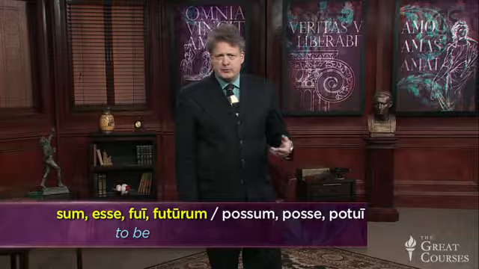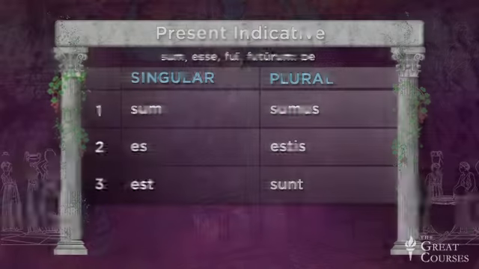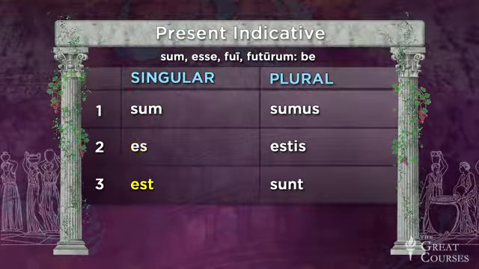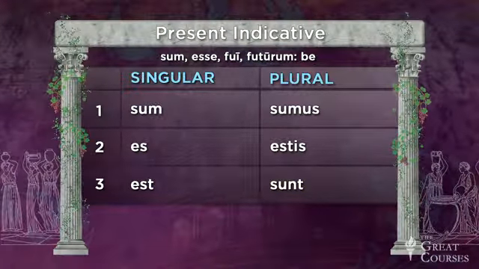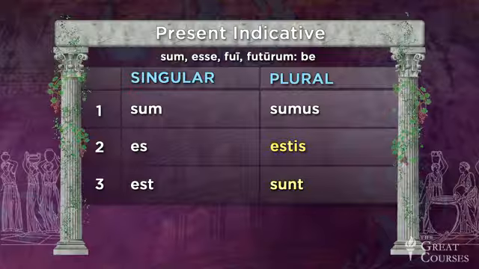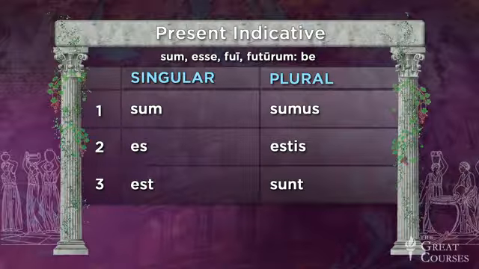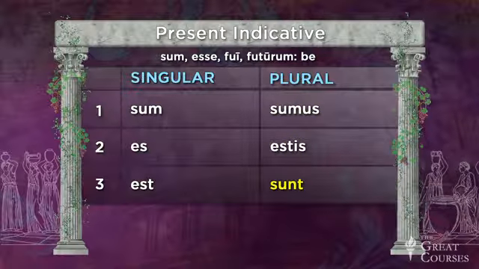We've also learned 2 irregular verbs, sum esse fui futurum, to be, and possum posse potui, to be able. Let us review the forms of the verb to be in the present tense indicative. Please repeat after me. Sum es est, sumus estis sunt. Iterumque. And again, sum es est. Sumus estis sunt. And together on the count of three, unus duo, tres, sum es est, sumus estis sunt. And stop.